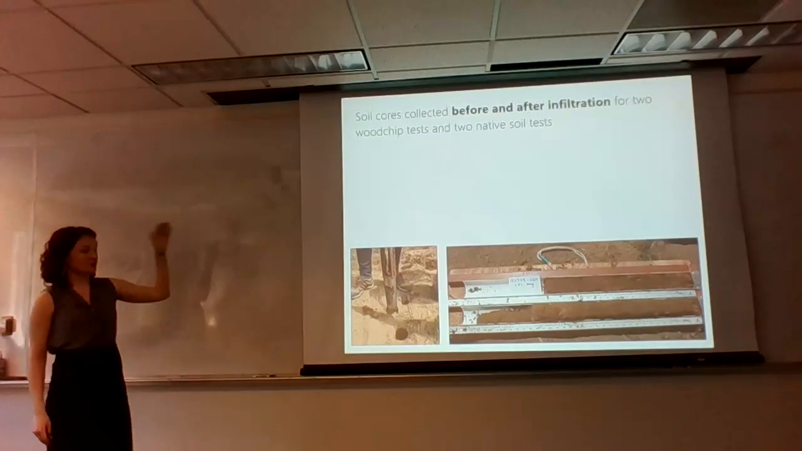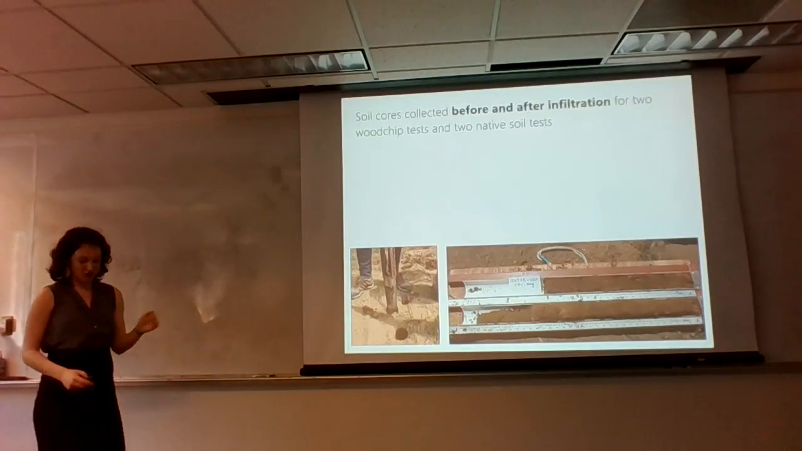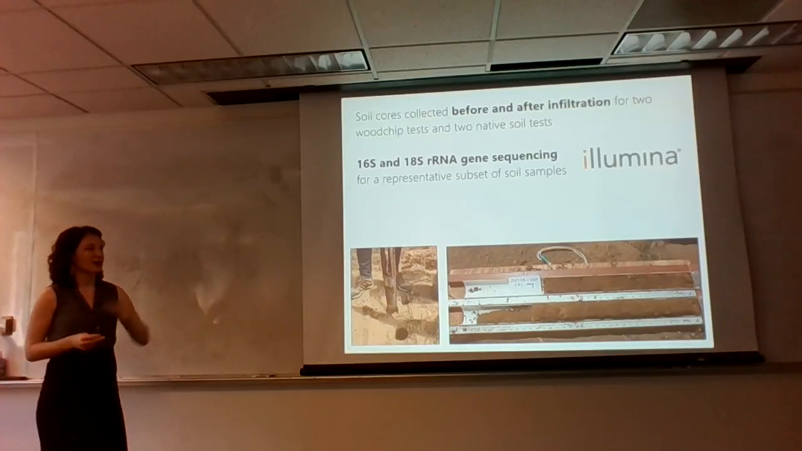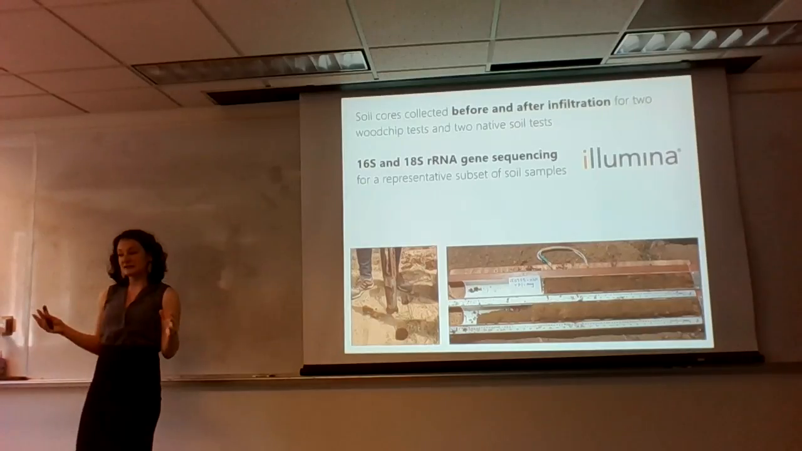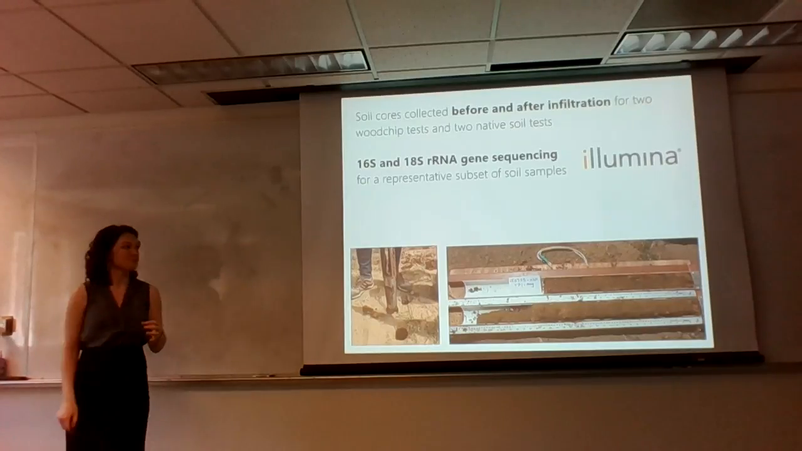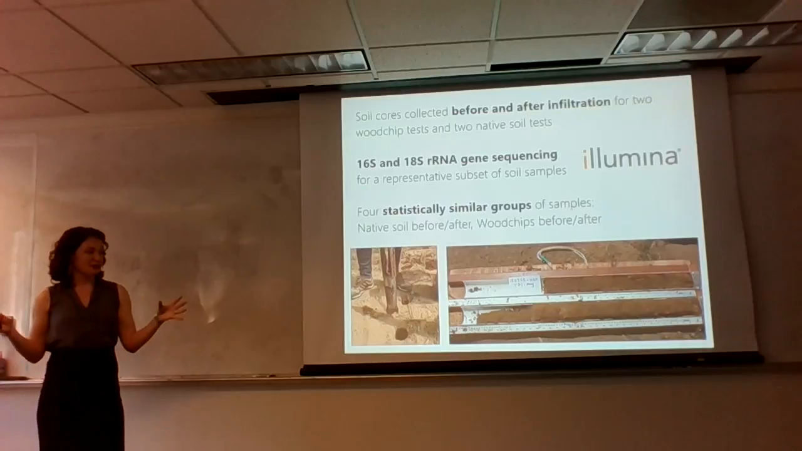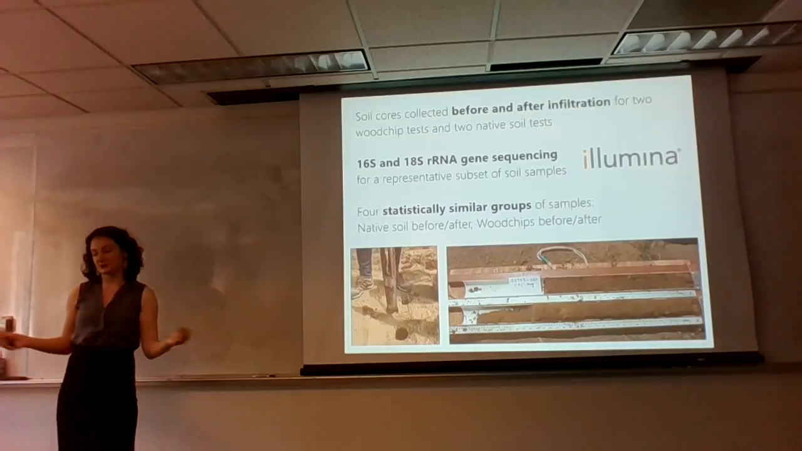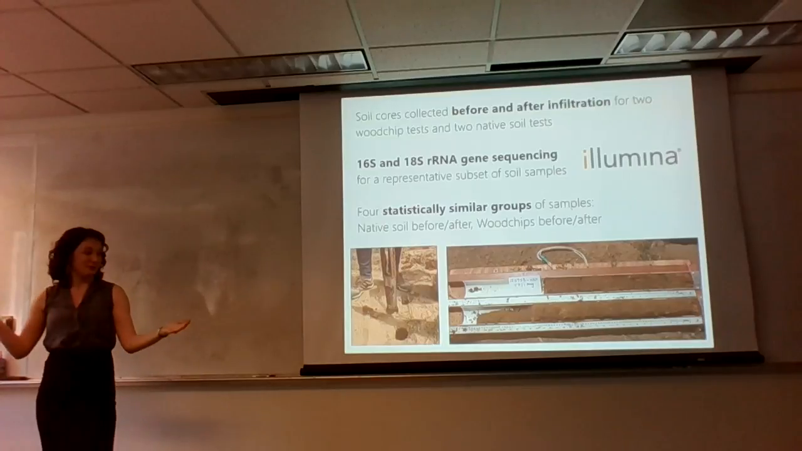To do that, I collected soil cores before and after infiltration during these experiments. And we performed 16S and 18S rRNA gene sequencing on some of those samples. This data analysis could tell us the relative abundance of microbes within each sample. And I divided the data into 4 statistically similar groups. So we have native soil before and after infiltration, and the wood chips before and after infiltration.